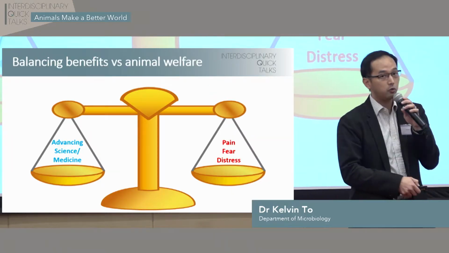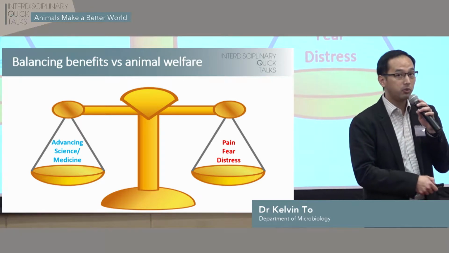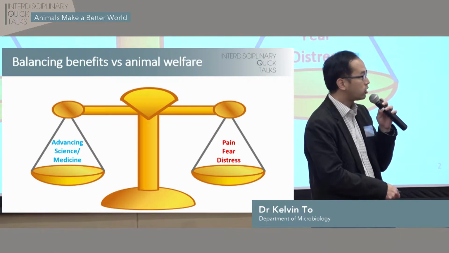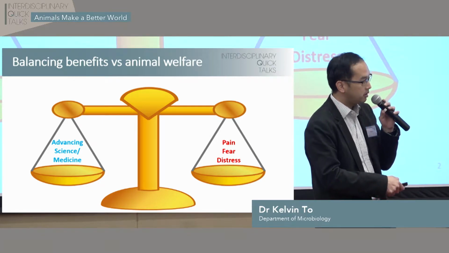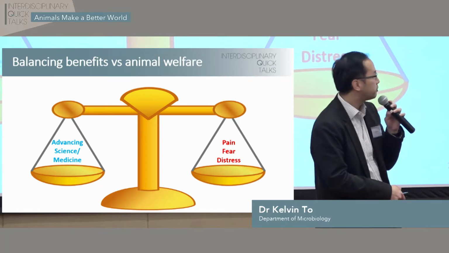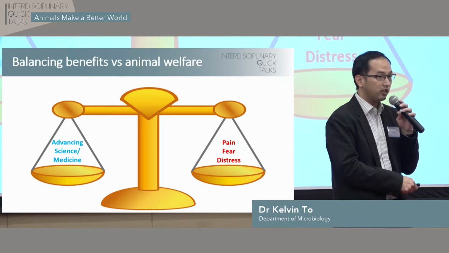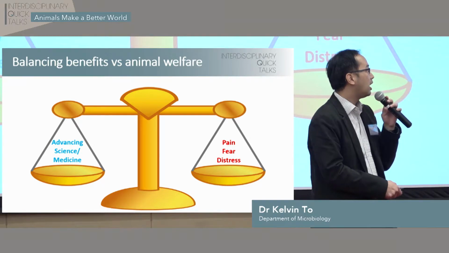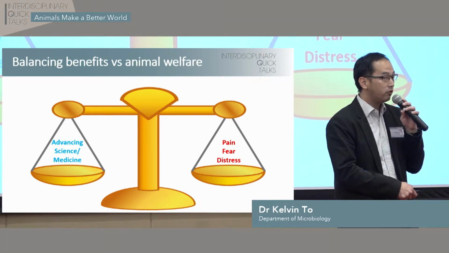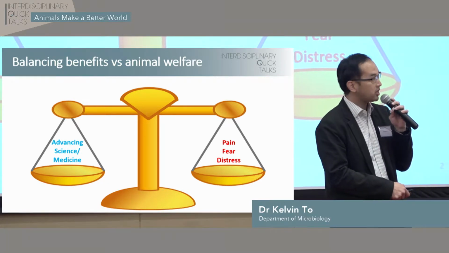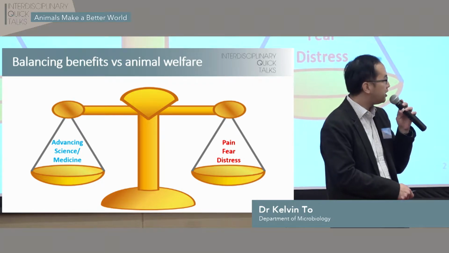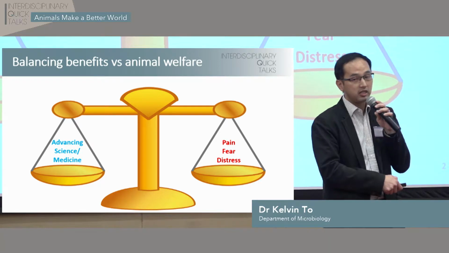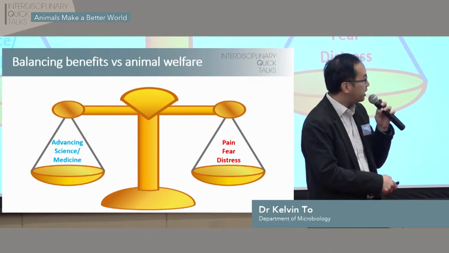Of course, whenever we think about animal research, the most important thing is to balance the benefits of the research and the problems with animal research. Of course, this research advances science and medicine. However, any animal research will cause some pain, fear, or distress in animals. So whenever we design any studies, we must think about this.